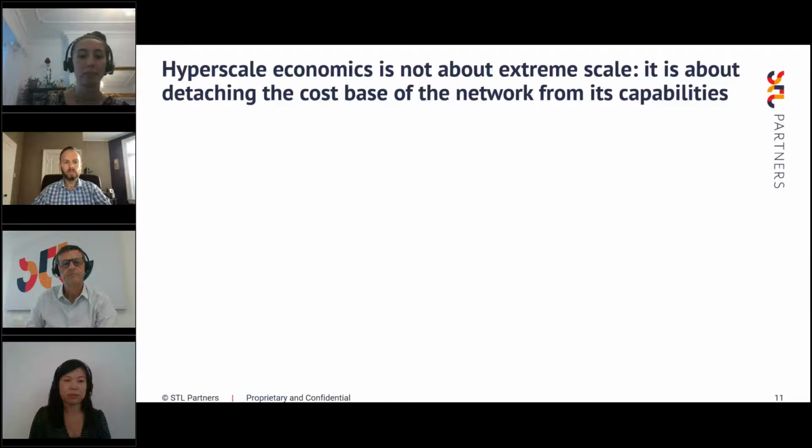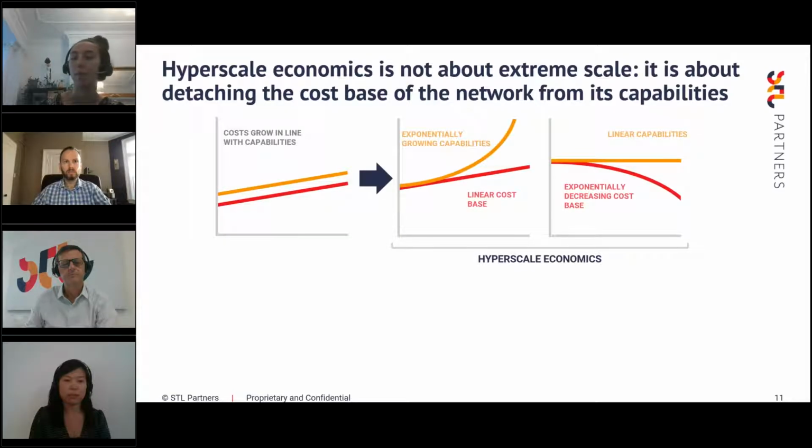But we see hyperscale economics as actually being about detaching the cost base from the ability to scale. So you can essentially separate the rate at which your capabilities grow in comparison to how your cost base is growing as a result. And that means either your capabilities can grow exponentially with a linear or flat cost base, or the capabilities can grow in a linear way while the costs fall exponentially. And therefore, it's not something that only the internet giants should be able to achieve, but in theory, something that can be pursued regardless of the organization.